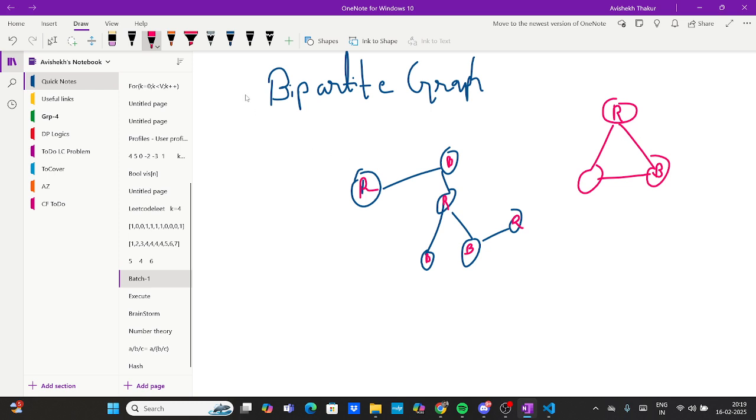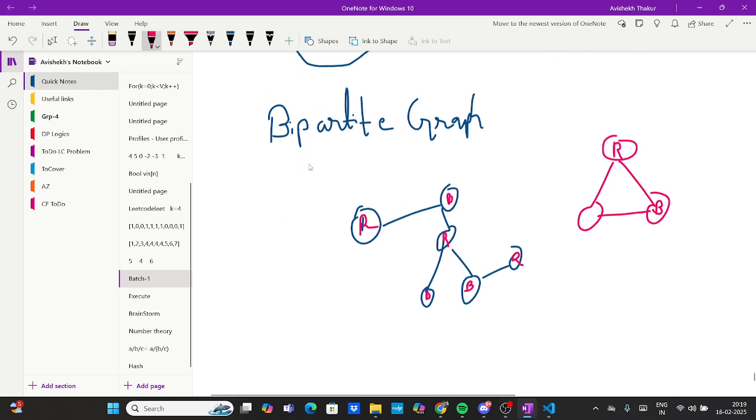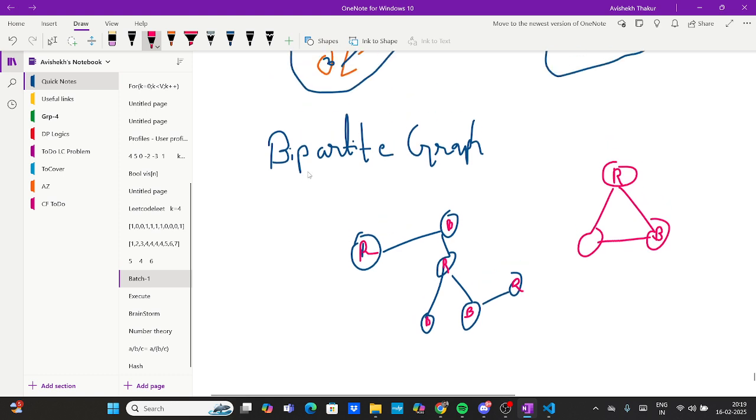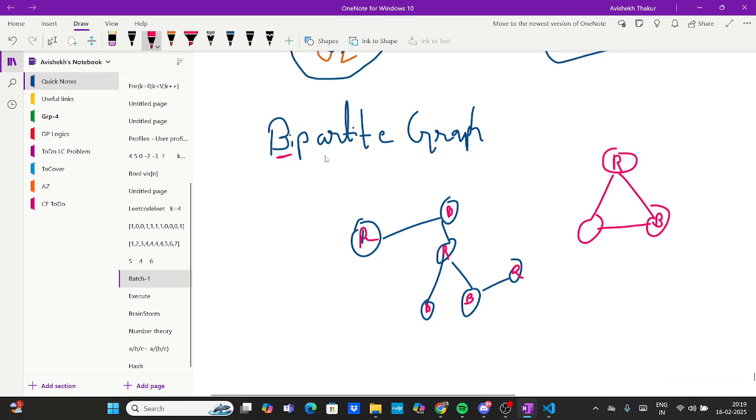Obviously I will take this question separately, but for this definition, remember this point: if you are able to color the graph with two colors, that is why it's called bipartite, because two colors, such that the adjacent nodes are not colored in the same color, it's a bipartite graph. Otherwise, it's not. Definition clear? Okay. Others?